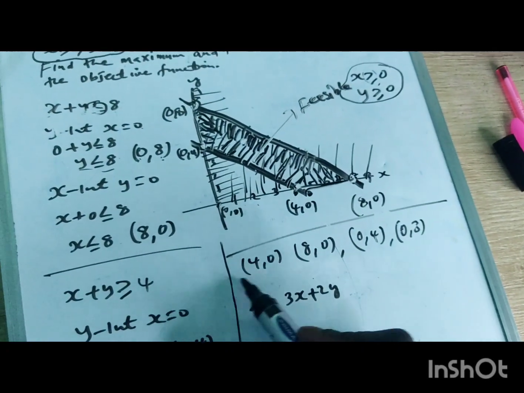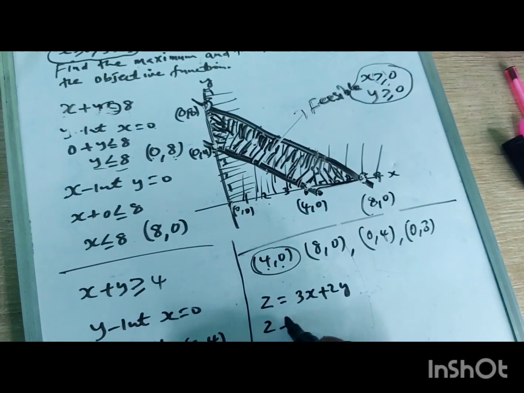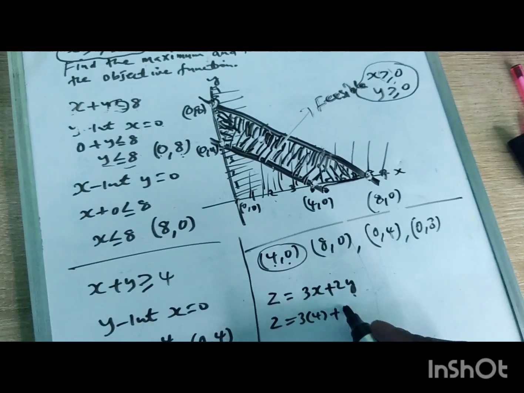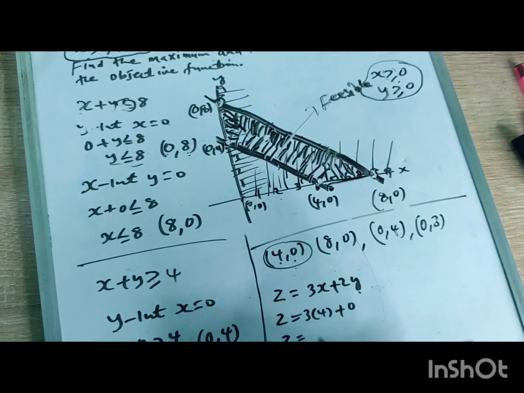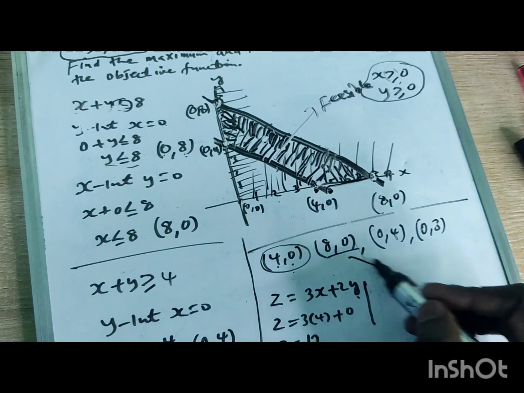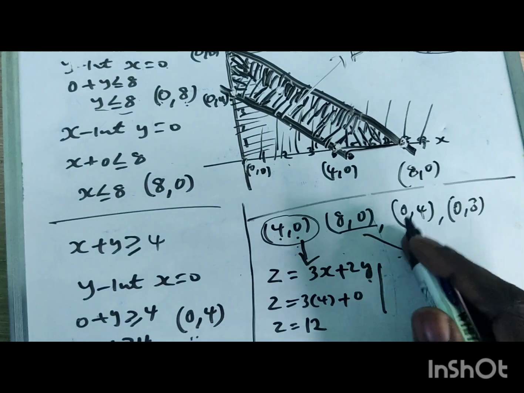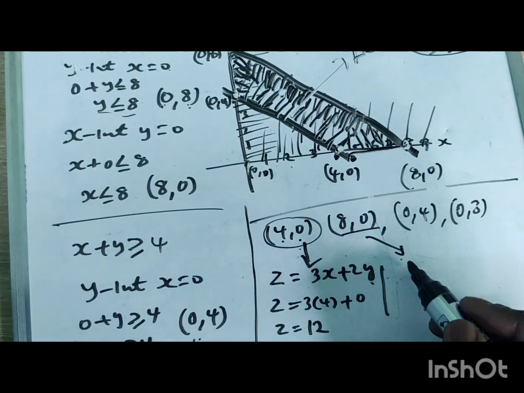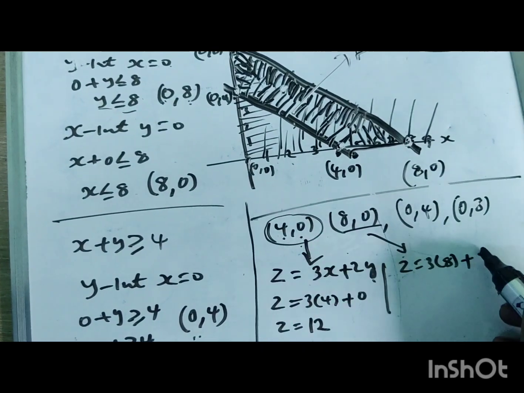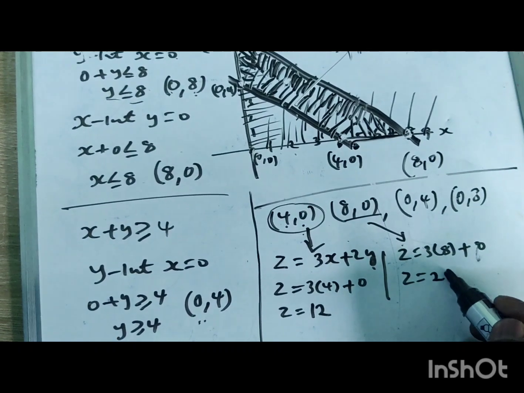Now let's substitute each point. Let's substitute this point for x and y. You're going to have 3 times 4, then plus 2 times 0, just 0. That means for this point it's just 12. Okay, now let's substitute this point again. This point, 8, 0: 3 times 8 plus 2 times 0, just 0. That means in this case it's going to be 24.